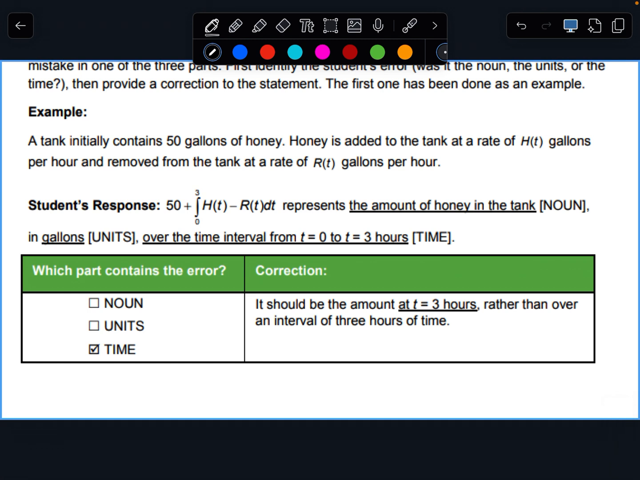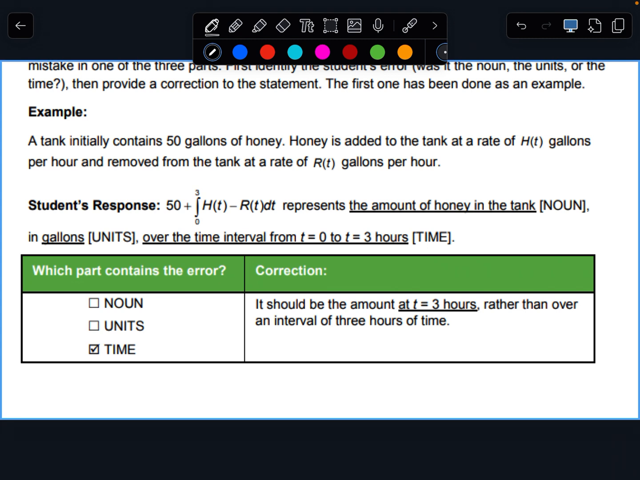So a tank initially has 50 gallons of honey. Honey is added to the tank at a rate of this per hour and removed from the tank at that per hour. The student's response represents the amount of honey in the tank in gallons over the time interval 0 to 2, and there's something wrong with this.